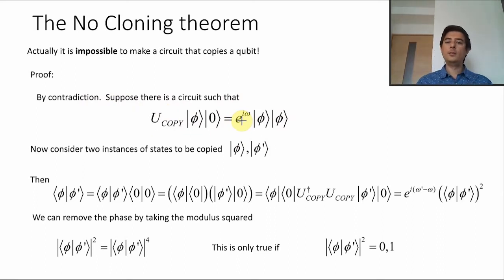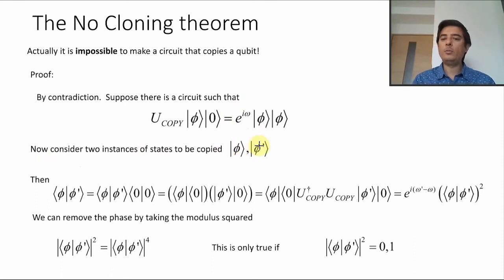So here's our hypothetical copy circuit, which achieves the thing that we want. We have some state here, phi. We initialize that state to 0, and at the end of the copy circuit it becomes phi phi. Now this could actually have some kind of funny phase here. That's totally fine because, if you remember, this is a global phase, and in quantum mechanics we don't really care about global phases. They don't really do anything, so it can be there, doesn't matter.